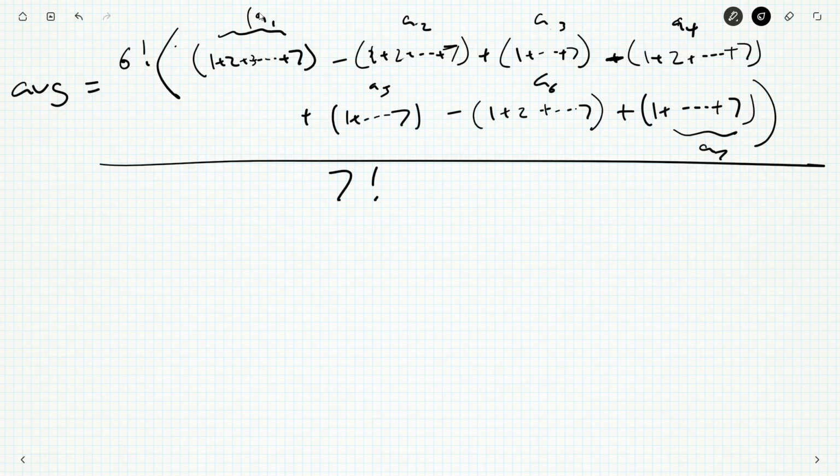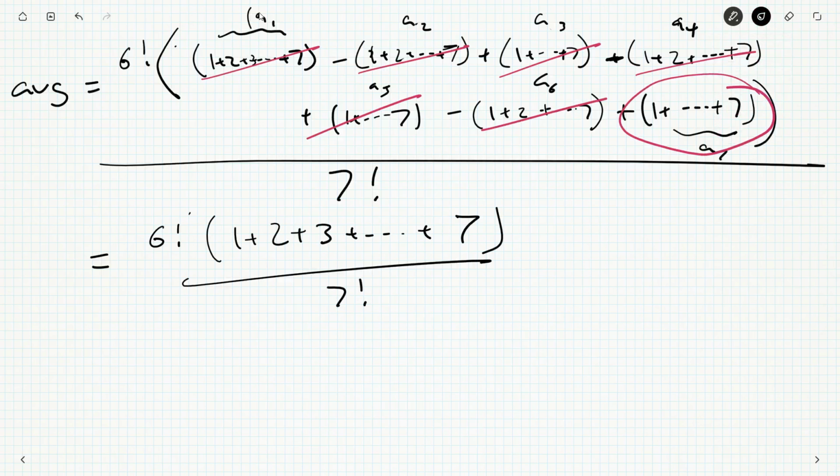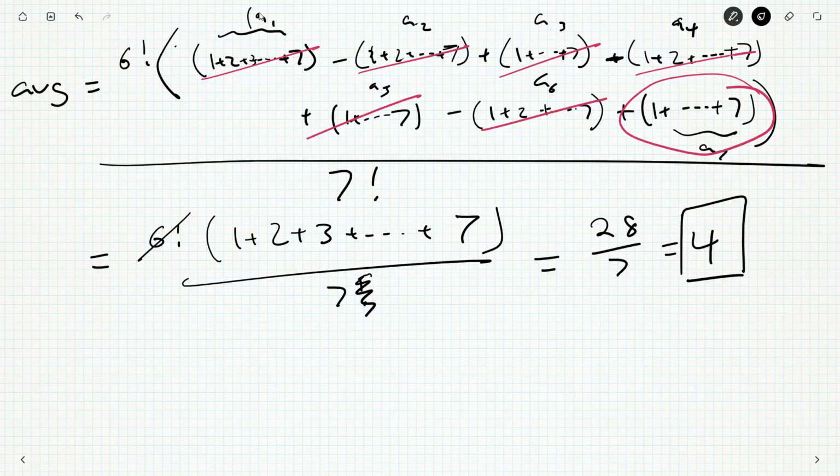Okay. But now we can, once again, cancel everything out. This sum cancels out with this sum. This sum cancels out with this sum. This sum cancels out with this sum. And we're just left with this expression here. So my average is just going to be 6 factorial, 1 plus 2 plus 3, all the way up to plus 7, over 7 factorial. But these guys cancel out. And now it's 28 over 7, like I originally predicted. Okay. So there we go. That wasn't so bad.